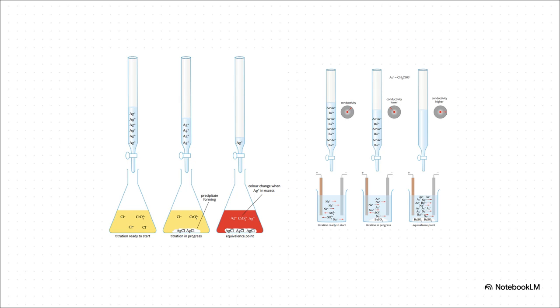You're dropping silver ions into a flask until suddenly, boom, the indicator reacts with the excess silver to turn the whole flask a deep reddish brown. That visual cue tells you to stop.